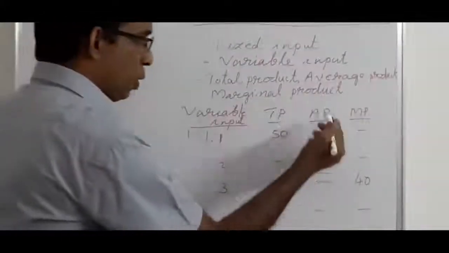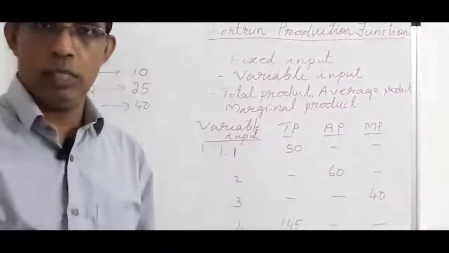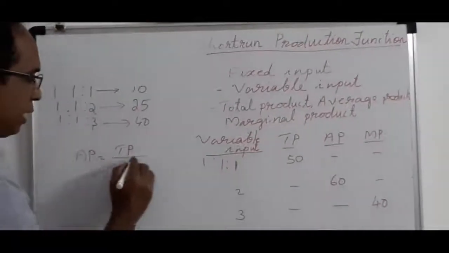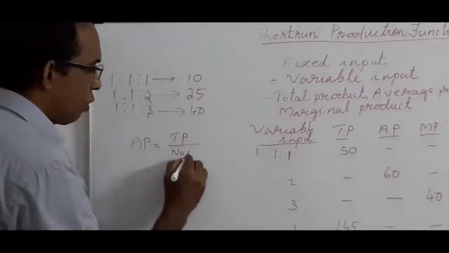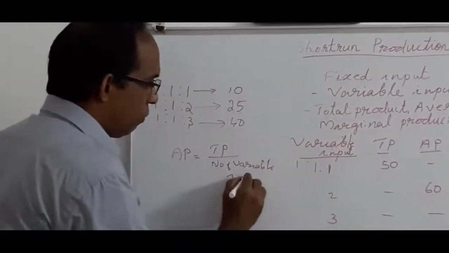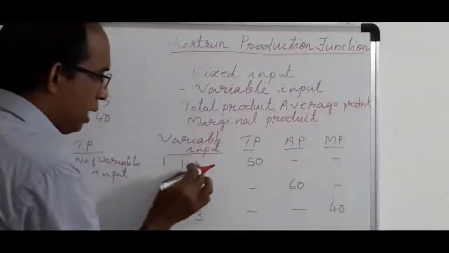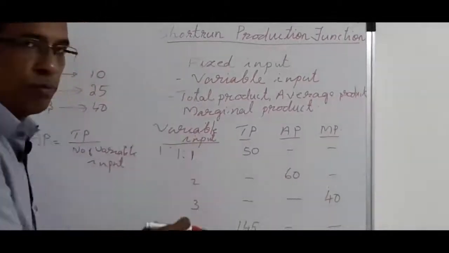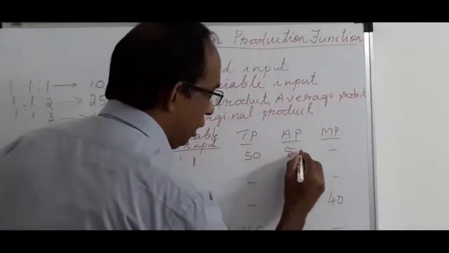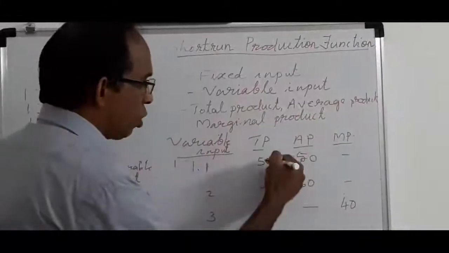Then what is average product? Average product is the product per unit of variable inputs. AP is equal to TP divided by number of variable inputs used. So here average product is 50 divided by 1. Here we are using only one variable input. So 50 divided by 1 is 50. Average product is also 50. Then what is marginal product? Marginal product is the increase in total products.